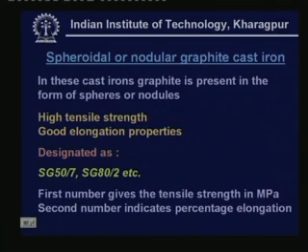You can compare the values: 50 and 80 are quite high compared to the earlier cast irons, where we found tensile strengths in the range of 30 to 40, 45 like that.